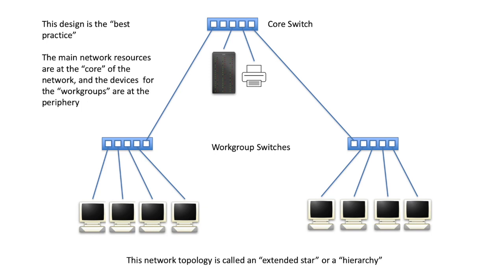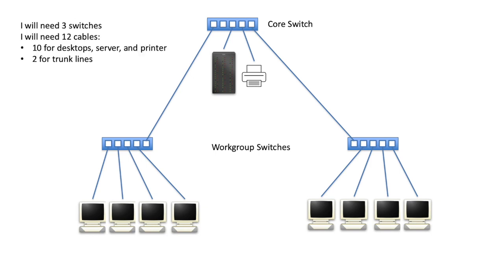Now, once we've designed this logically, we can go through and actually say, what do we need in terms of equipment? At this point, I know I'm going to need 3 switches, and I'm going to need 12 cables. There's 8 connected to the desktops, 1 for the printer, 1 for the server.